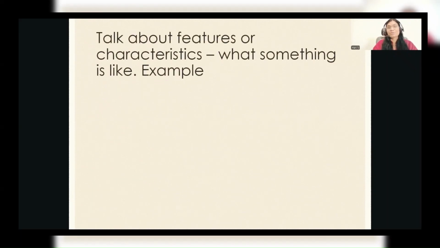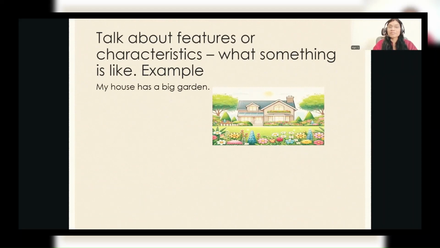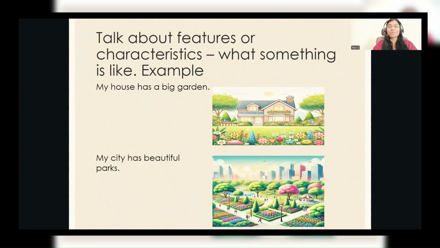Another use of the verb to have is to talk about characteristics, to describe something. Usually in exams like IELTS or TOEFL, they ask you to describe a person or a place or a thing. So remember, this verb to have is very useful to you. If you have to describe a city or a place, you would use this verb a lot. For example, if you have to talk about your house, then you say, my house has a big garden. If you talk about a city, then my city has beautiful parks.